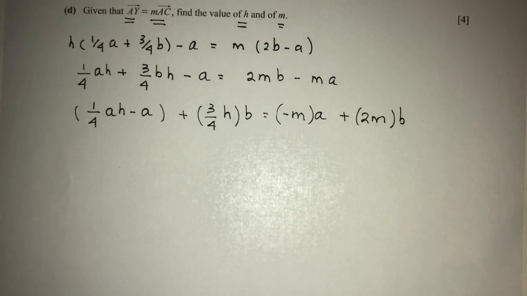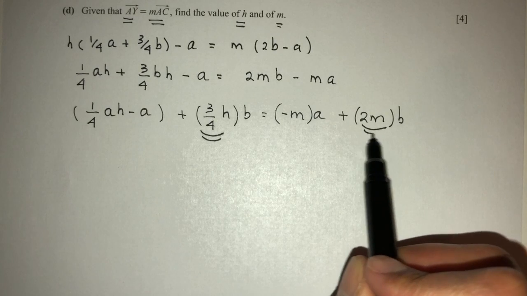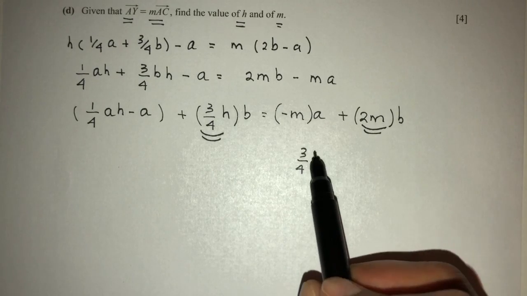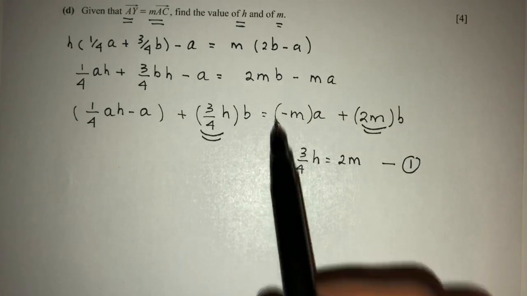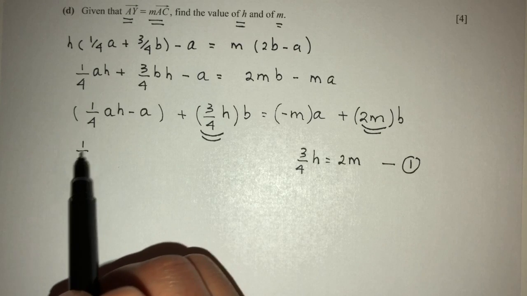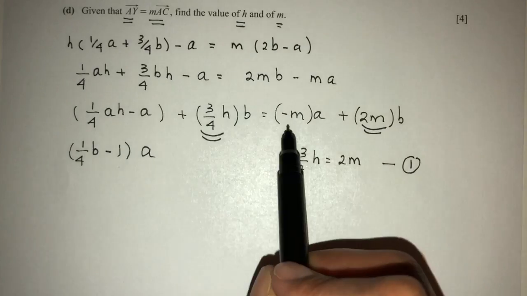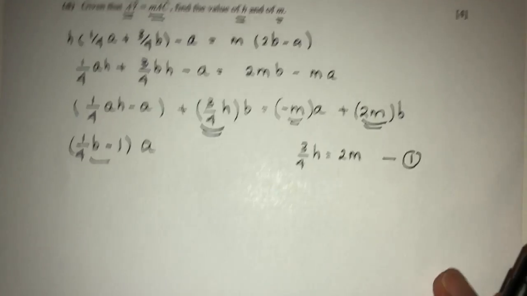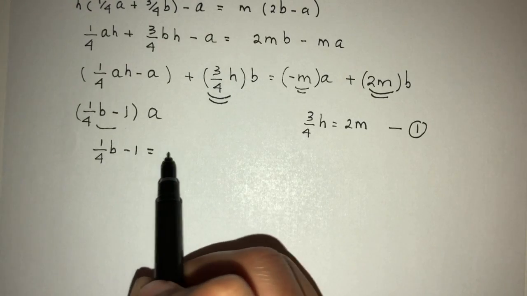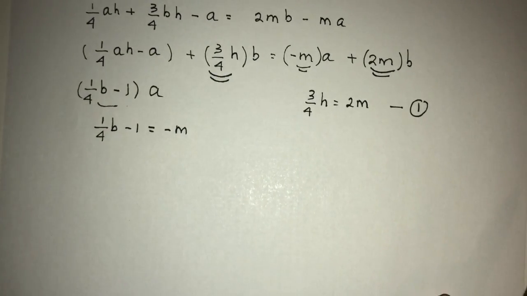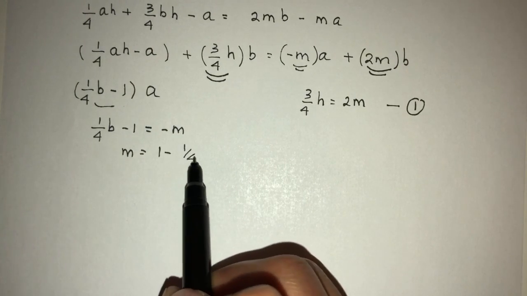Now we have to compare the coefficients. This one is equal to this one. So we have 3 over 4 H should be 2M. That is the first equation. And this one, let me first factorize. You have 1 over 4H minus 1. Take out A so we can compare the coefficients. So here we have 1 over 4H minus 1 is equal to minus M. So from this we realize that M is simply 1 minus 1 over 4H.